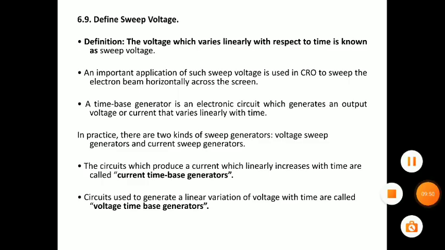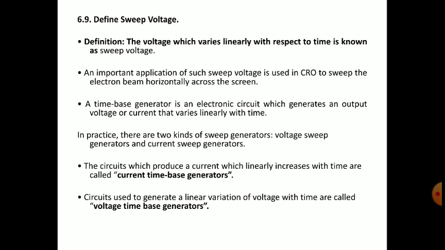Now moving on to the next topic, that is, define sweep voltage. As the chapter is wave shaping circuits, till now we have seen a sinusoidal wave as input and the output is also sinusoidal, but not a pure sinusoidal because of the clipping or addition of a DC source in the case of clamping circuits. Now we are moving on to different types of waveforms.